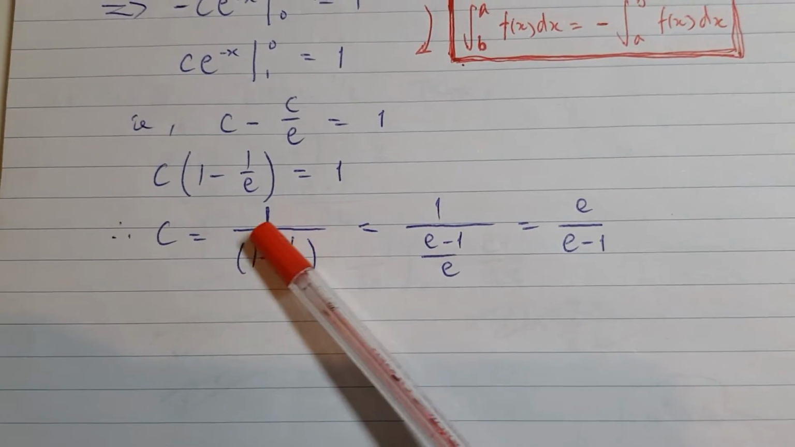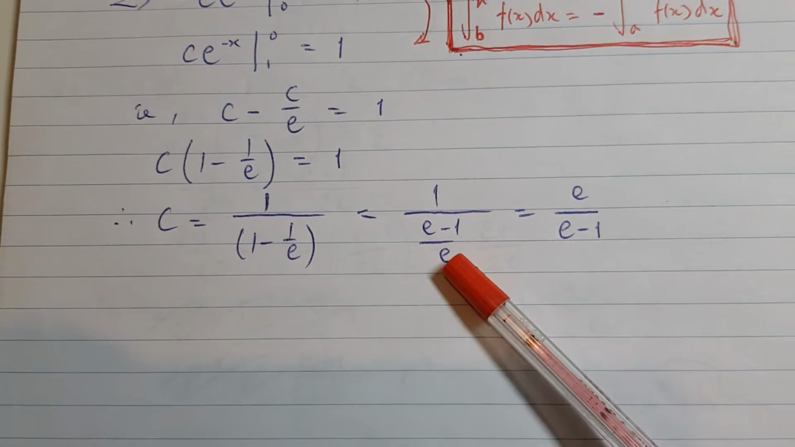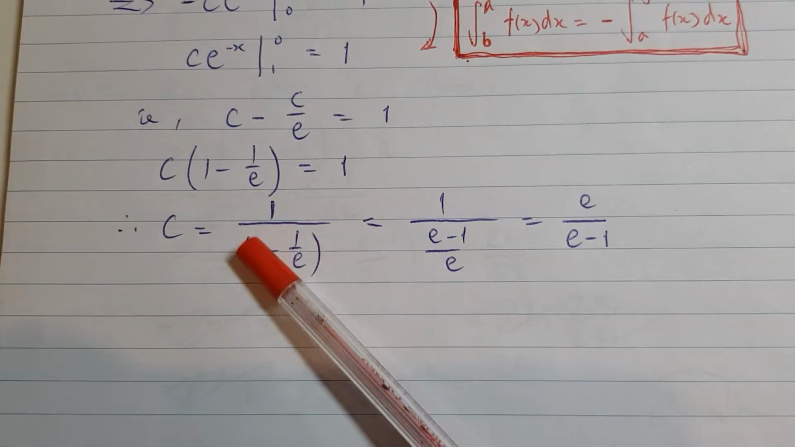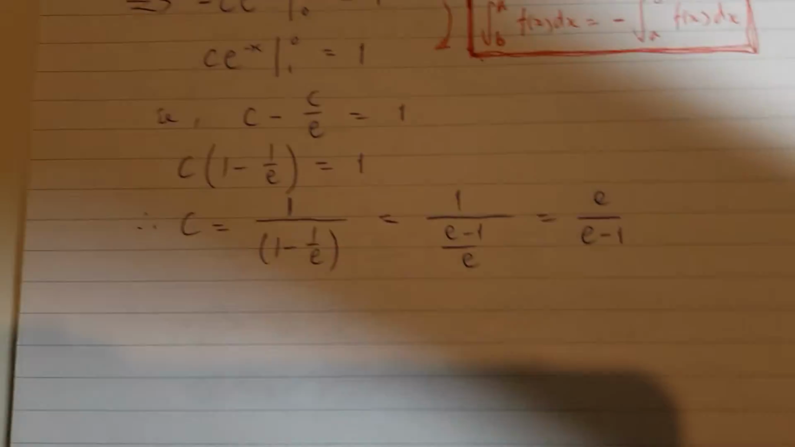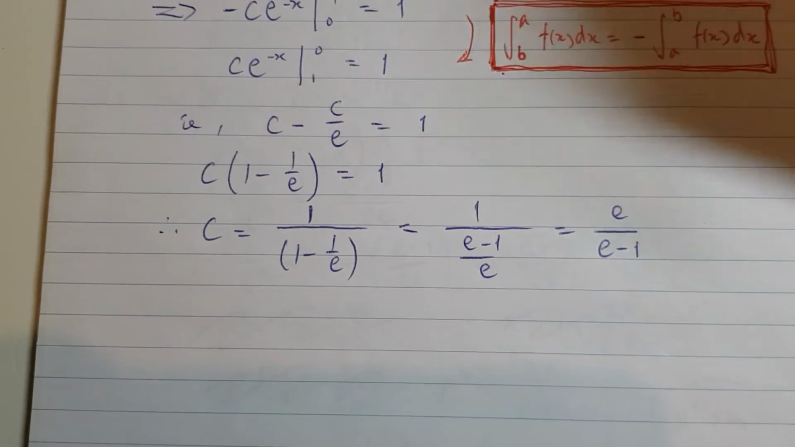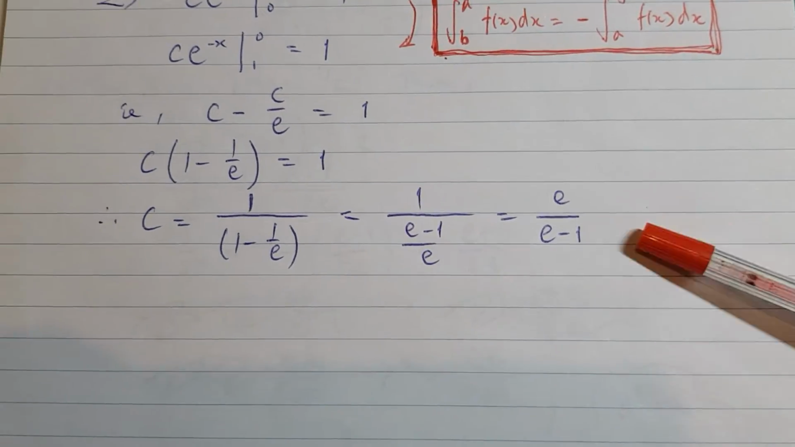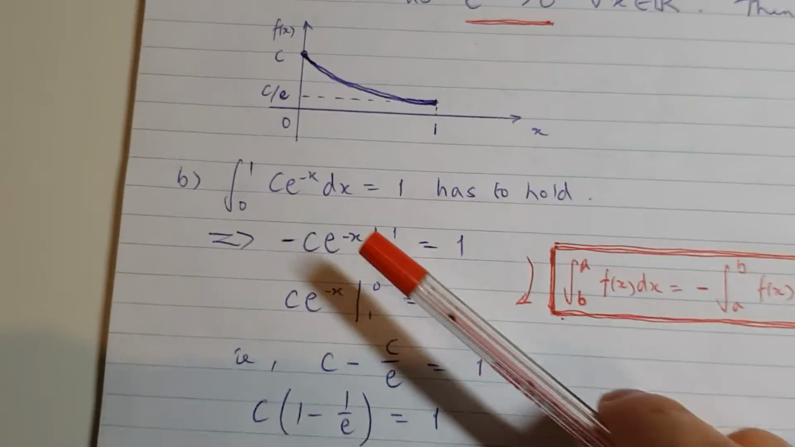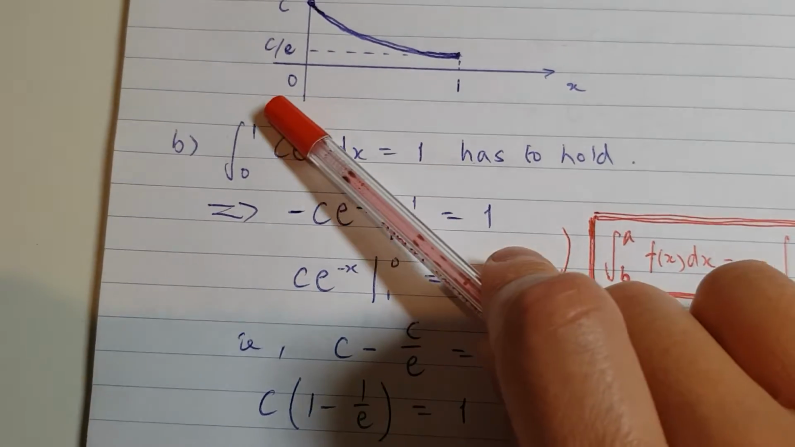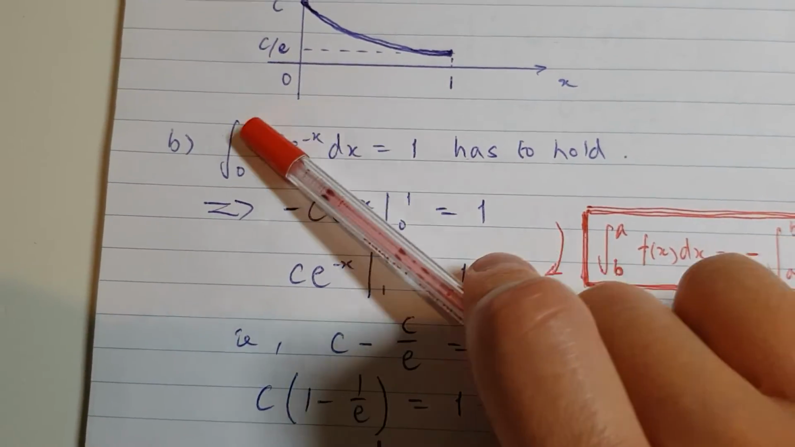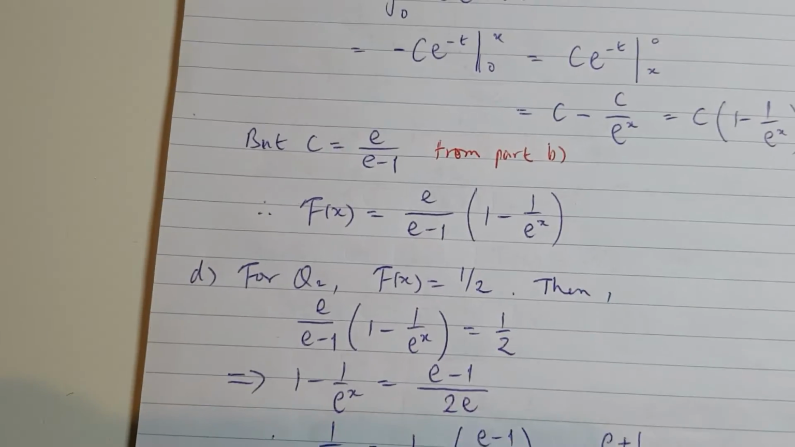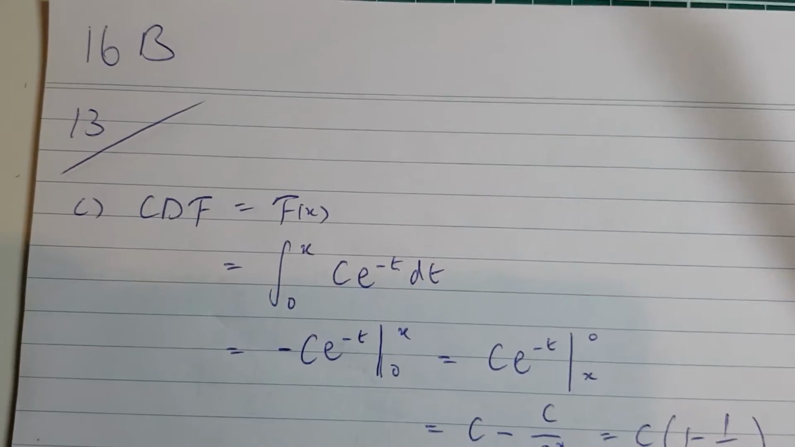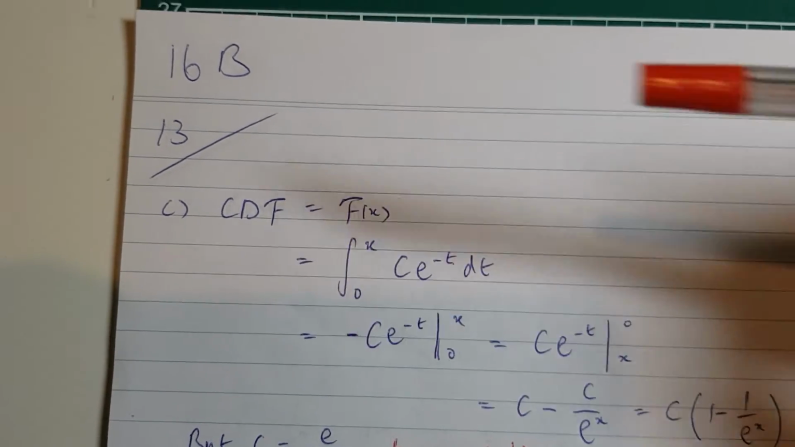Simplifying, what's in the denominator is e being the common denominator for that, and then it leaves us with this, and flip that around, then you get that. So that has to be the c value in order for that c e to the minus x to be a PDF. So now part C is to find out the CDF.